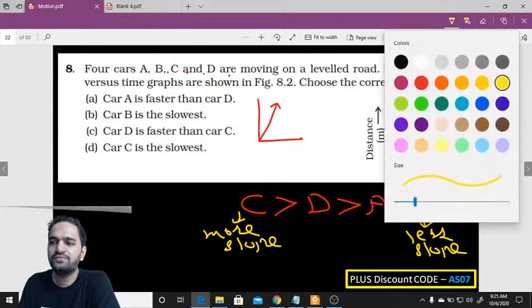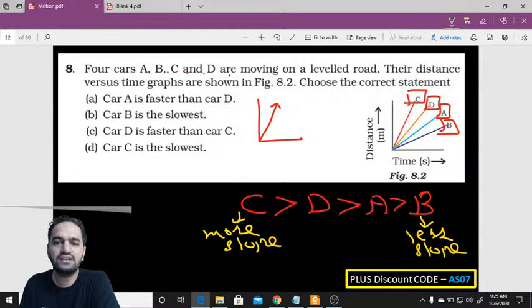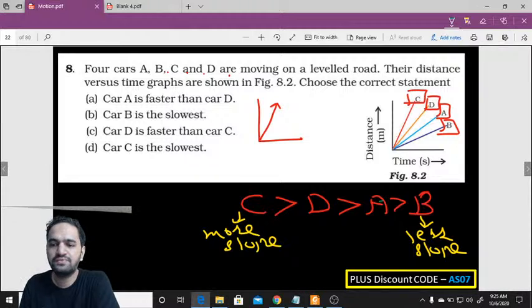So just compare the statements so that you can understand. Car A is faster than D. This is a wrong statement. Car B is slowest. Yes, car B is slowest.